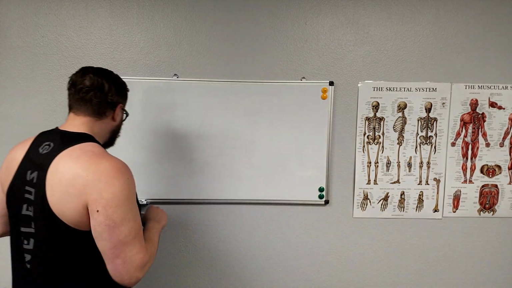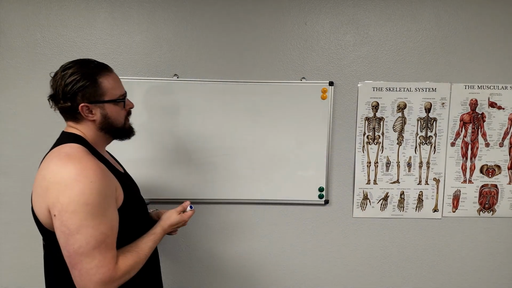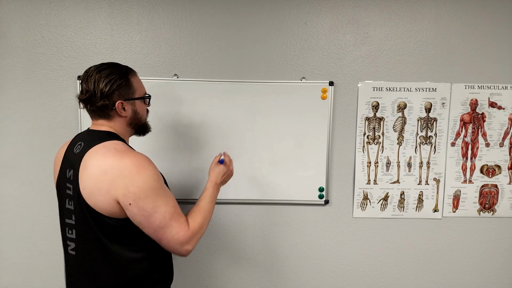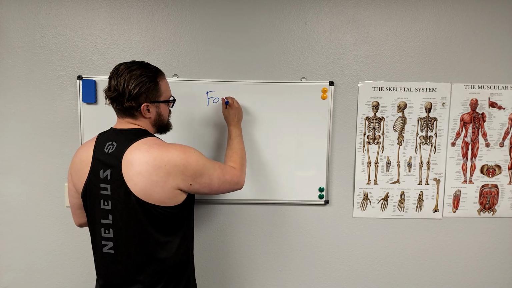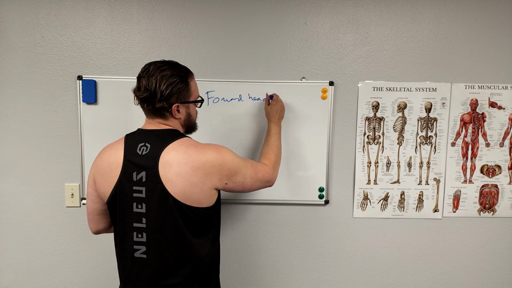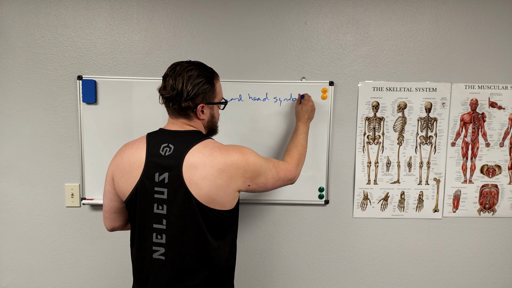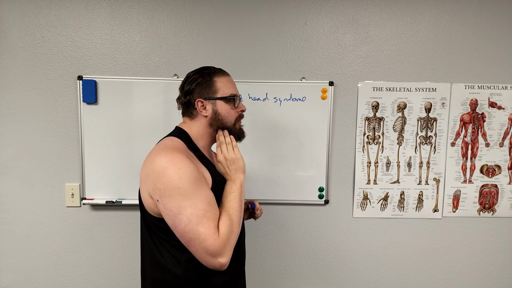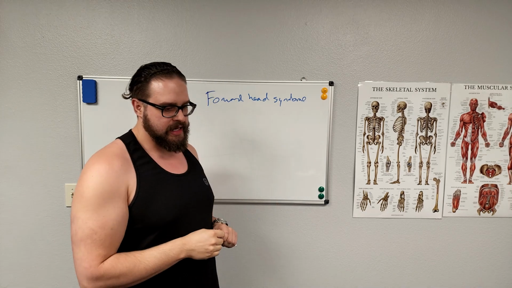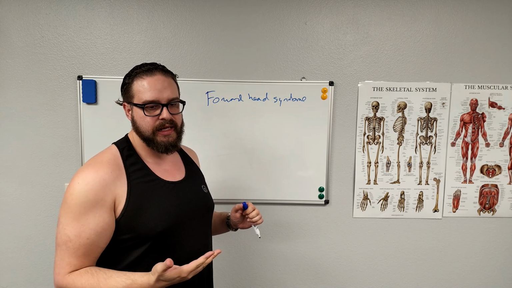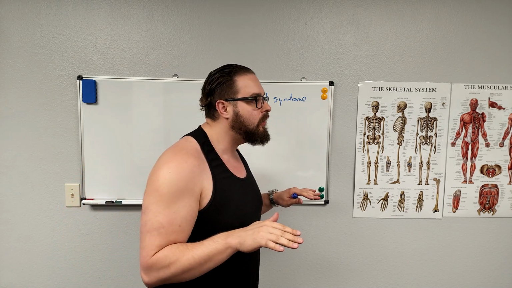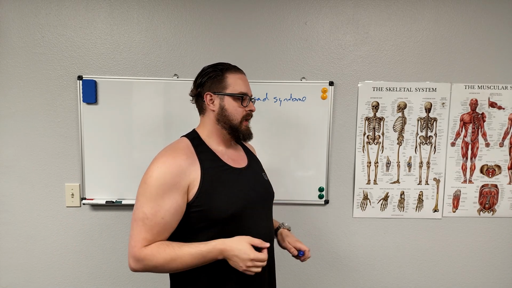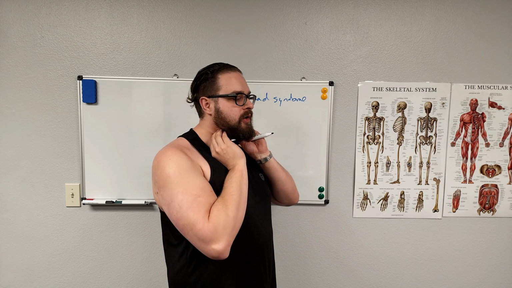So for example, a common muscle imbalance someone can have is forward head syndrome. All that means is that your cervical spine is forward more than it needs to be. It tends to happen with people who sit at work all day in front of a computer, for example. They're always looking forward or looking down. And what happens is your sternocleidomastoids get really, really tight, and they end up pulling your head forward.